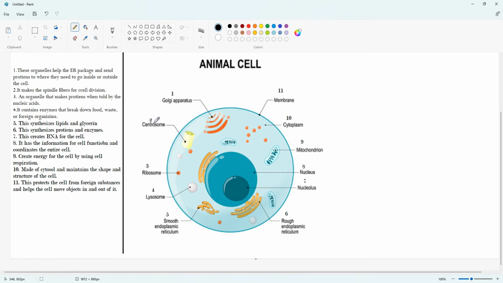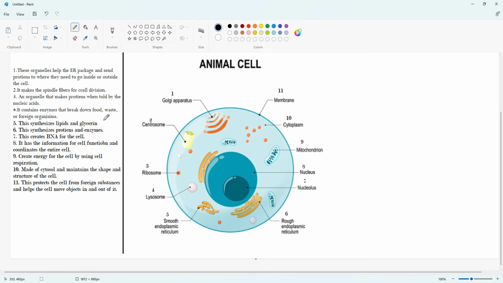So the next thing I'm going to talk about is the ribosome. It's an organelle that makes proteins when told to by the nucleic acids. So what does that mean? That just means this makes proteins for the cell. What do proteins do? They help create new cell parts, and they also help maintain proper balance, homeostasis, of a cell, which is just the balance of functions. So not too much energy saving, not too much energy using. That's practically homeostasis.